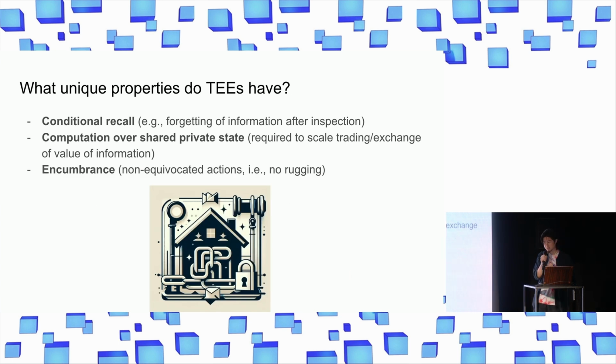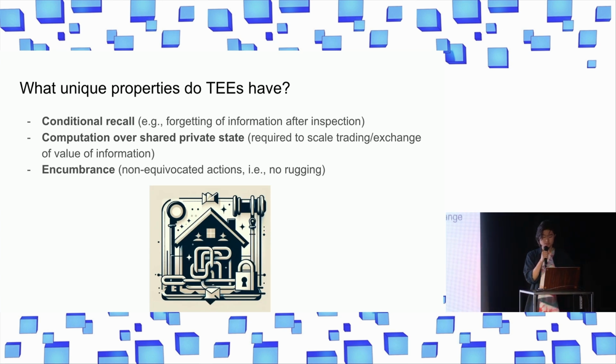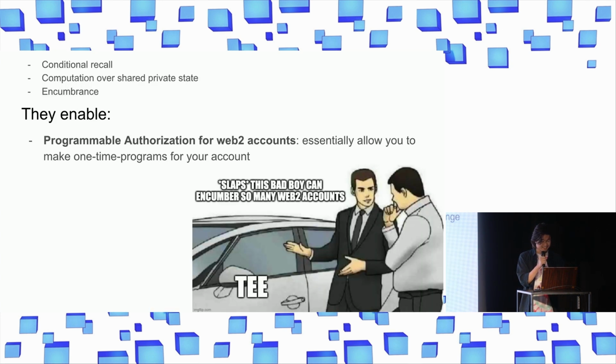Okay, and the third one is a combination of the previous two properties. We can name it something like encumbrance, right? What encumbrance means is essentially you can put some secret into the TE and allow an agent to act on the secret, and that agent can credibly signal to anybody else outside the TE that it hasn't done any equivocation, right? It allows the agent to commit to non-equivocated actions. So in other words, in crypto lingo, this just means you can commit to no rugging.